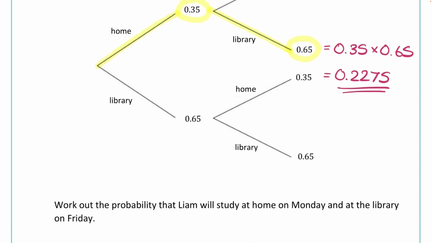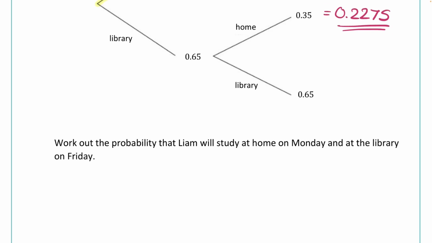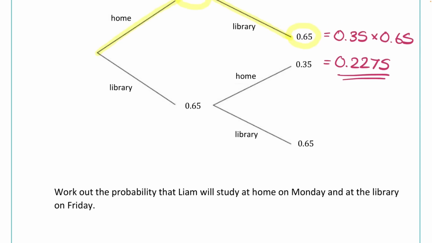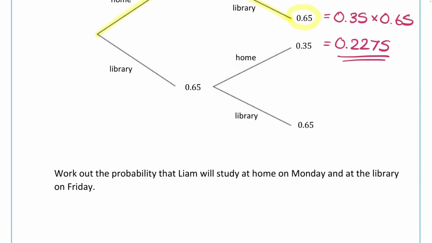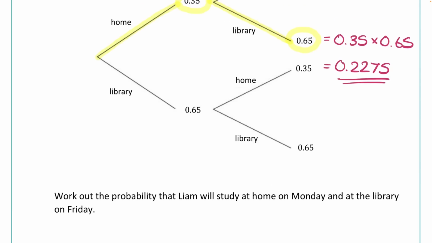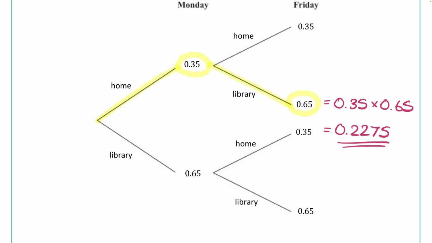I don't need to write that as a percentage, I don't need to convert it to a fraction or anything like that. I can just times them together using my calculator, 0.2275. And there we go, there's my answer. So that's using a probability tree, just timesing across. If I did have to get multiple answers, I would add them all together at the end, but this one only required the one route, so 0.2275.